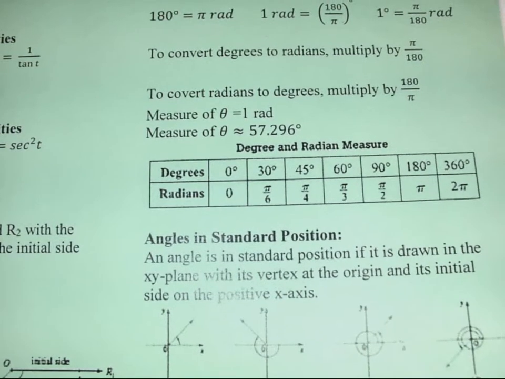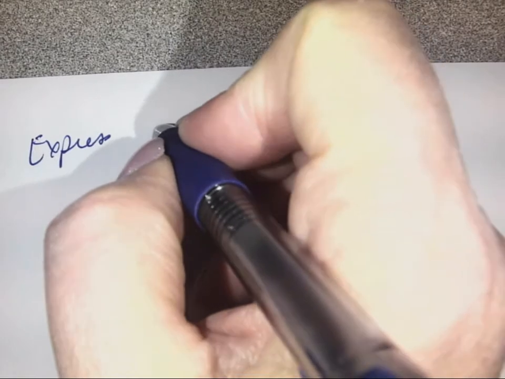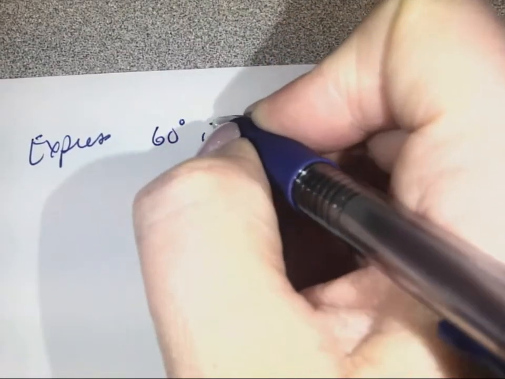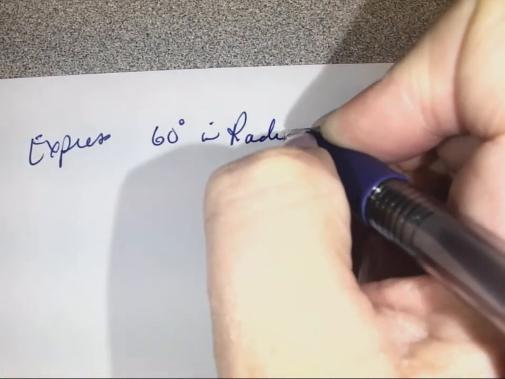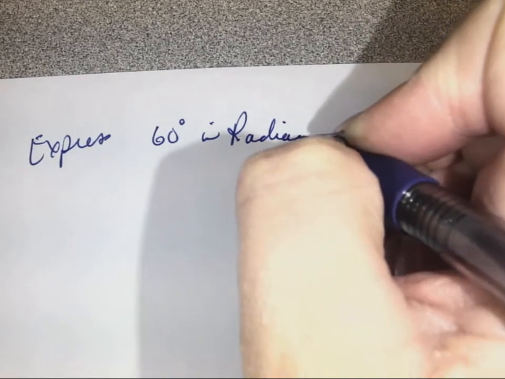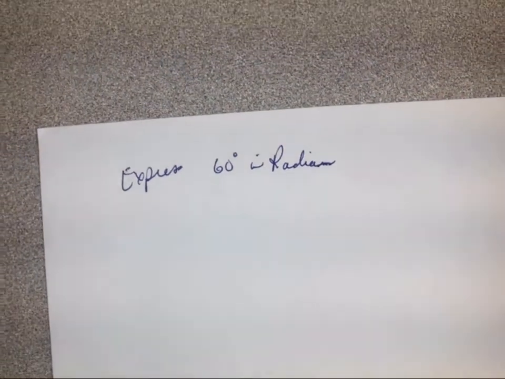what? All right, so let's go do some conversions here. So we want to express 60 degrees in radians. Move this up a little bit.